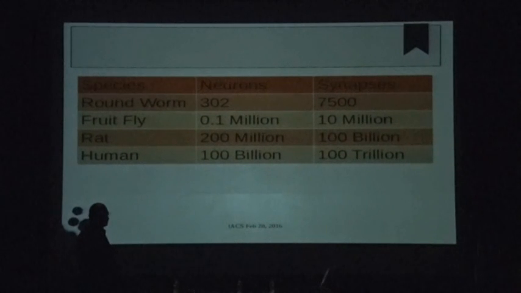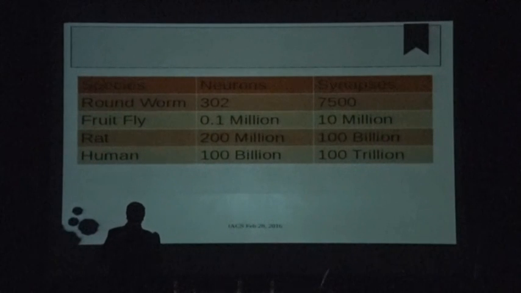Neurons, 7,500 synapses. Synapses connect the neurons. Look at a rat: 200 million neurons and 100 billion synapses. So the rat is not bad. A human being, of course, has much more: about 100 billion neurons and 100 trillion synapses.